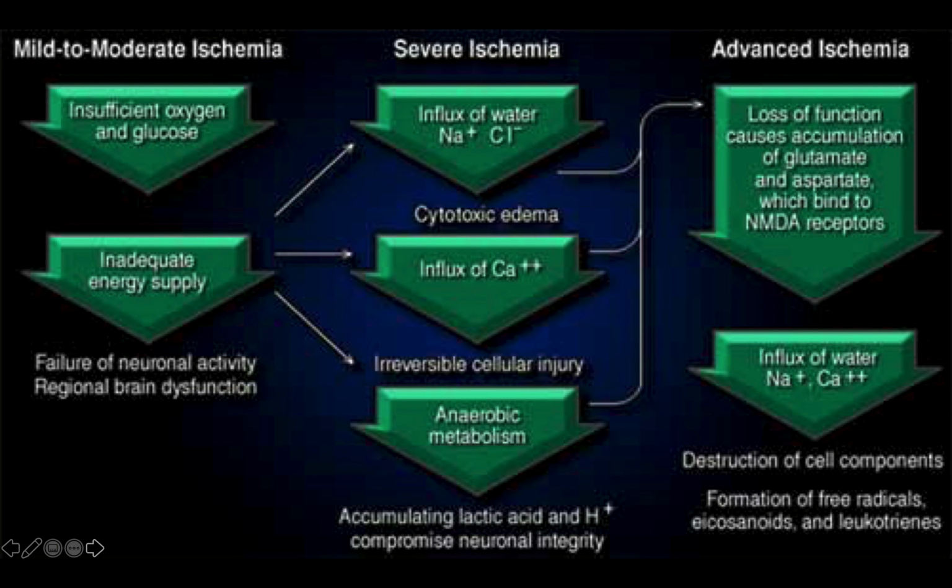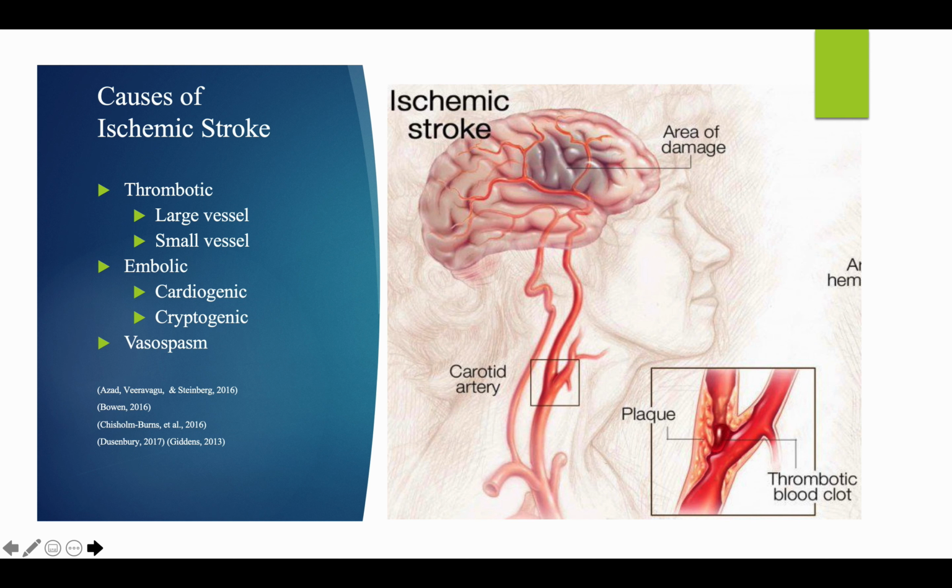In advanced ischemia, the loss of function, as explained, causes an accumulation of glutamate and aspartate in the extracellular fluid, causing cell damage, which is aggravated by the lack of oxygen and glucose. This binds to the NMDA receptors, triggering an influx of water, sodium, and calcium, destruction of the cell components, and formation of free radicals. That's a little bit of the pathophysiology of an ischemic stroke.